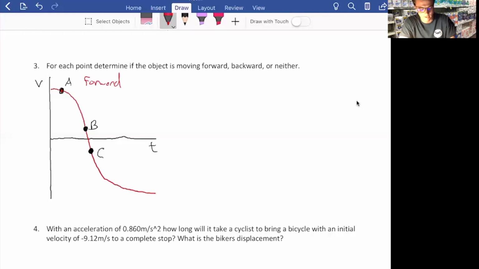B again is above the x-axis, so it has a positive velocity associated with it, so it's also moving forward. And then C is below the x-axis, so we have a negative velocity. This is going to be some negative value right there. Again, velocity is a vector, and the negative sign in this case is associated with moving backwards.